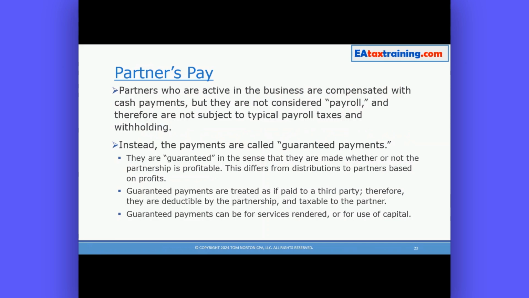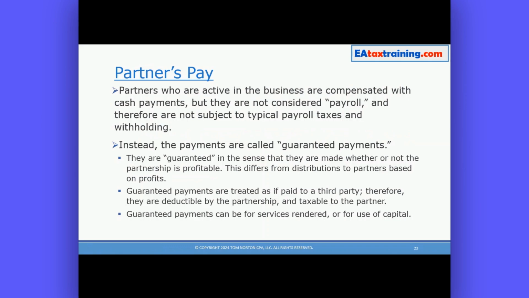So a partner, instead of getting a salary, if they work in the business, they receive guaranteed payments. They're called guaranteed payments because the partner gets the money whether the partnership is profitable or not. They're getting the money because they work. They're working in the partnership. They're not getting the money because the partnership is profitable.